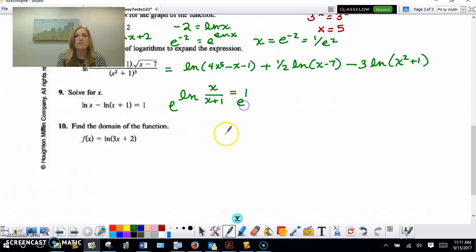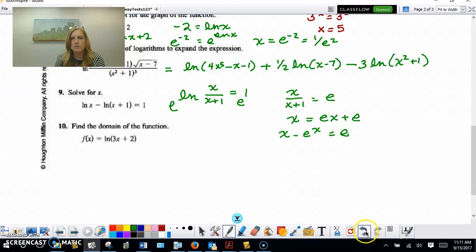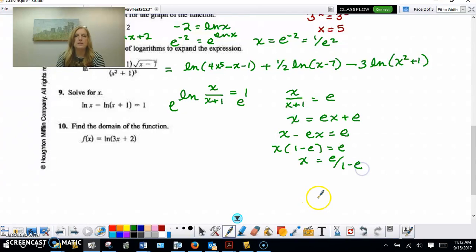Sometimes I just come in and write it right below like that because I know that I'm going to do it. Cancels over here. So x over x plus 1 is going to equal e to the first, or e. And then I would go ahead and cross multiply: ex plus e. This is just a number, so distribute it. Put your x's together. x minus ex equals e. That would be a little bit of a mistake right there. So e times x, factor your x out, 1 minus e equals e, x equals e over 1 minus e.